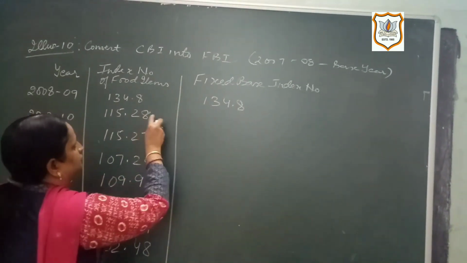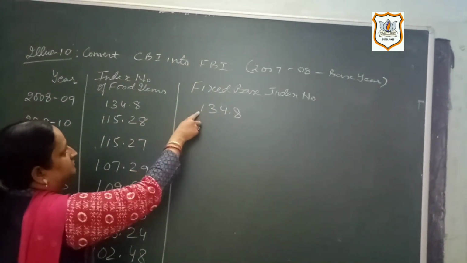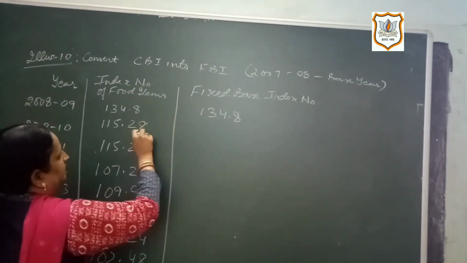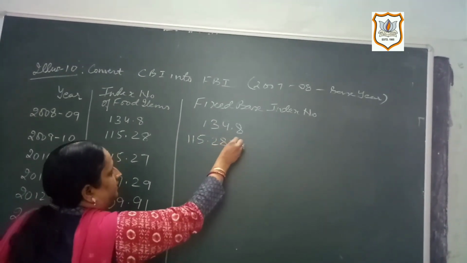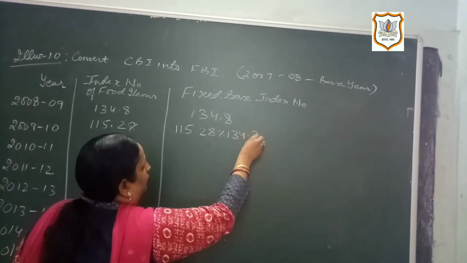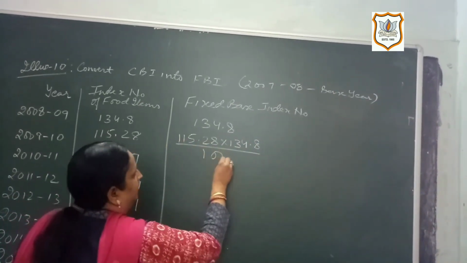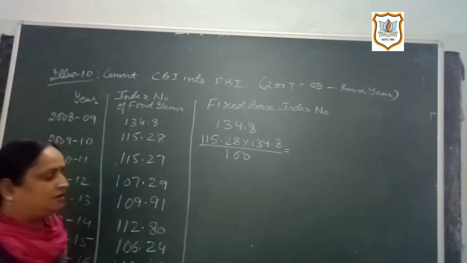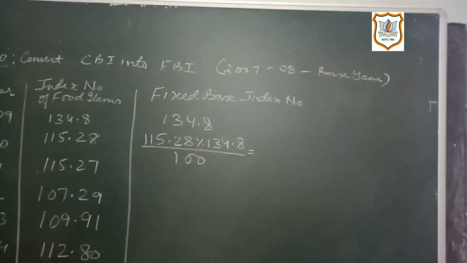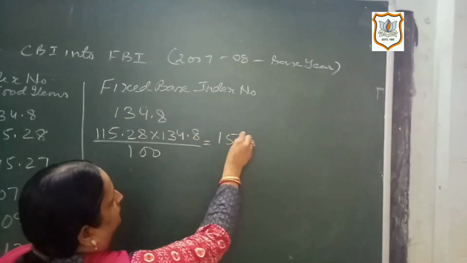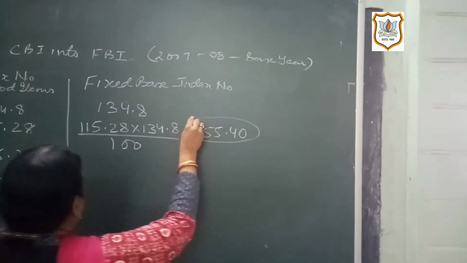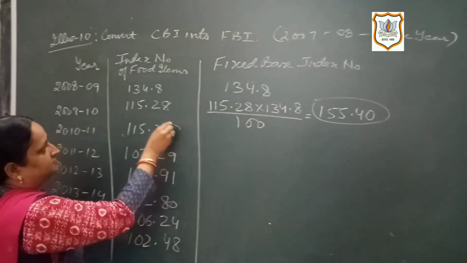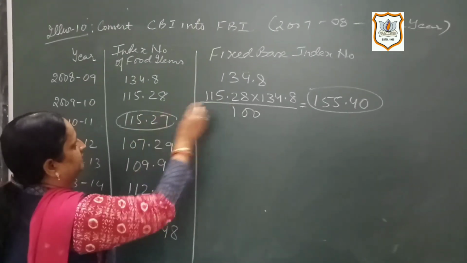Now you must be remembering how to find the value. Cross multiply these values. This is current value, this is previous fixed base, multiply them. So we will have 115.28 into 134.8 divided by 100. Now when you calculate this, you will get 155.40.